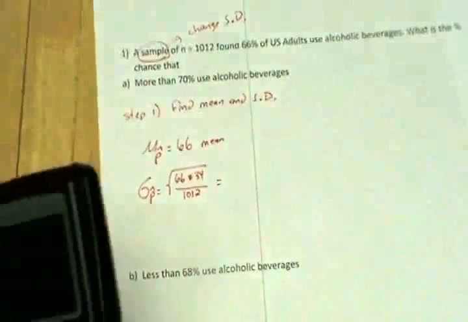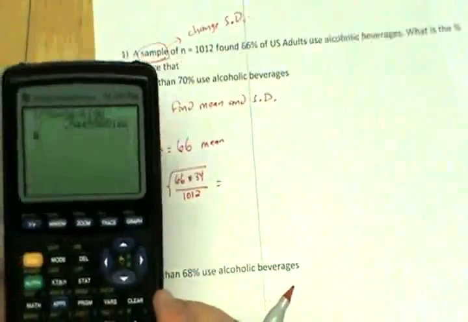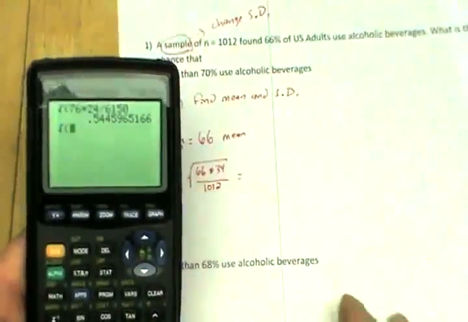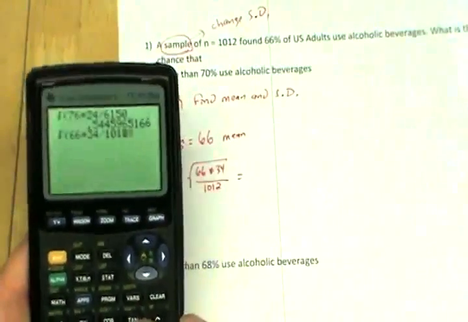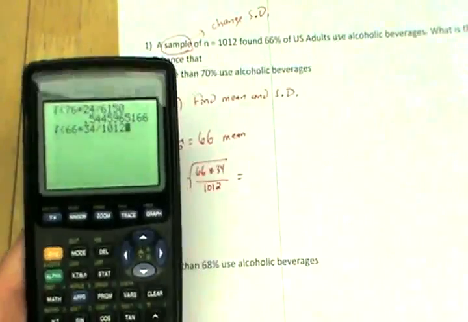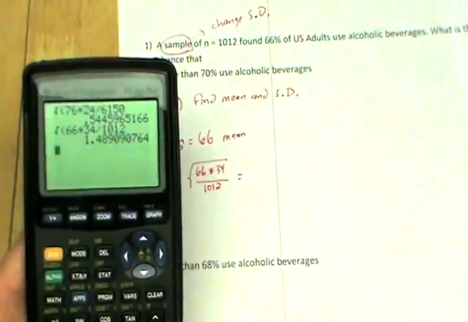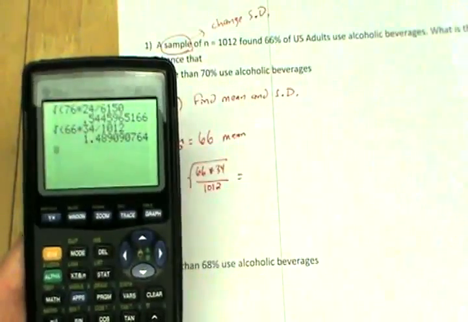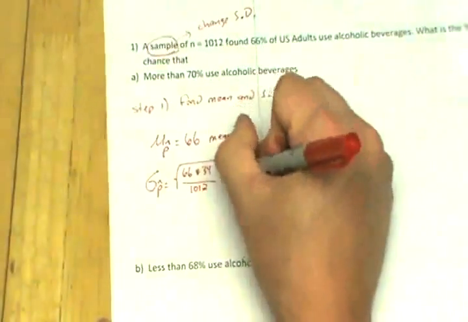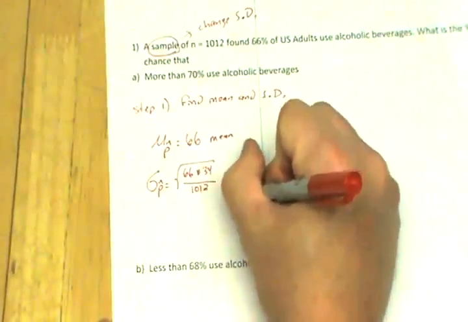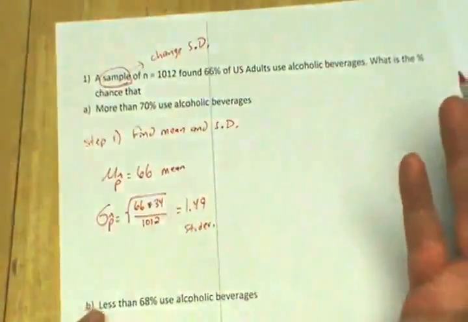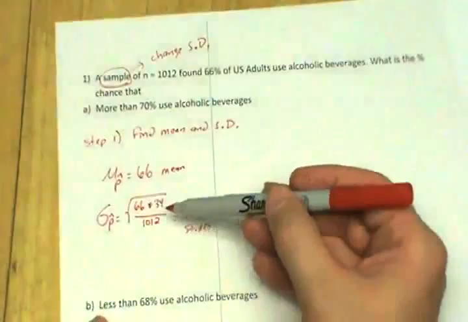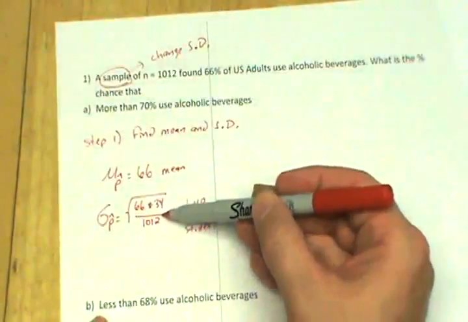All right, in our calculators, we put in the square root of 66 times 34 divided by 1,012. Okay, and we get back 1.489. Let's call that 1.49. And that's our standard deviation of this question. So step one is the same step one that we did previously. The only difference is now there's a different formula because it's a percentage question.